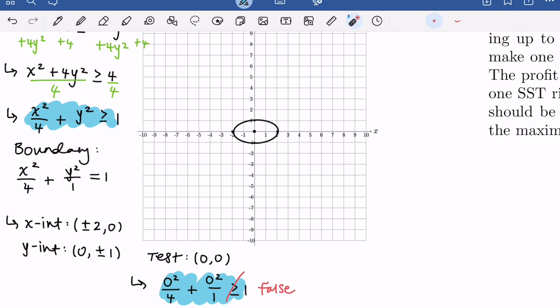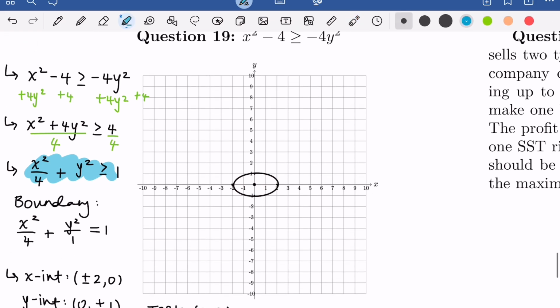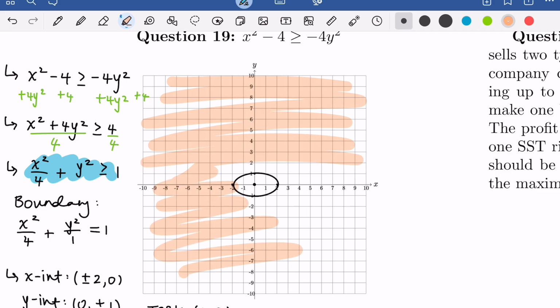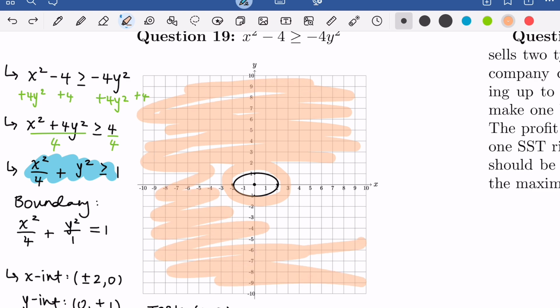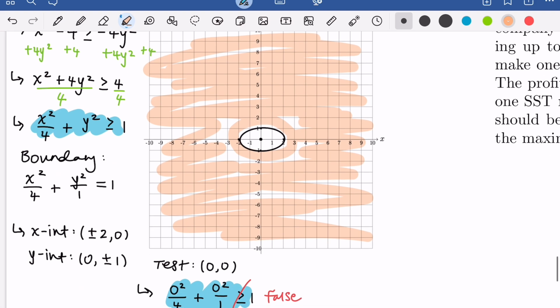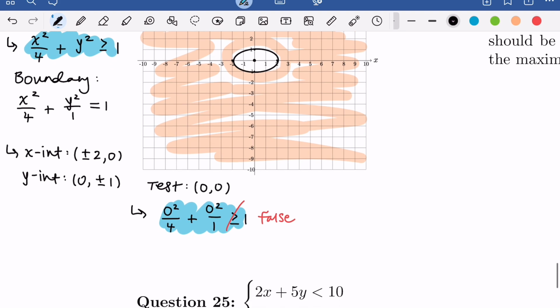So that means our solutions are not going to lie inside of this ellipse, but they're going to lie on the outside of it. So everywhere but on the inside of this. We're just going to shade this region here to emphasize this. So we could write that our solutions lie on the outside of this ellipse.